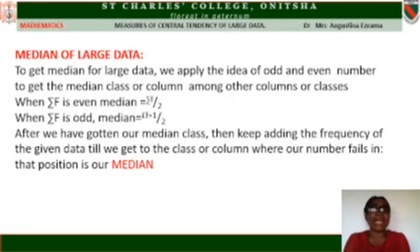Then let us look at the median of large data. To get the median of large data, we apply the idea of odd and even numbers. To get the median class or column among other columns or classes, when summation f is even, the formula is summation f over 2. And when summation f is an odd number, the median will be summation f plus 1 all over 2.